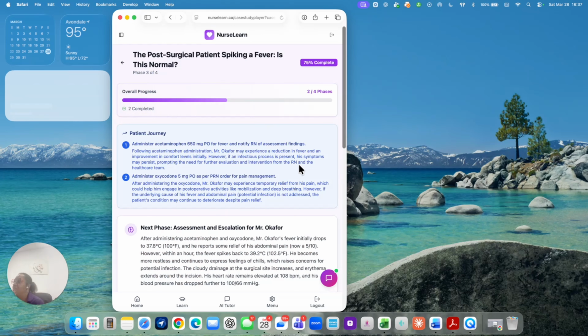All right, phase 4. After reporting your findings to the RN, she instructs you to assist with further evaluations. They suggest calling a physician for potential intervention. You need to clarify what needs to be done next.